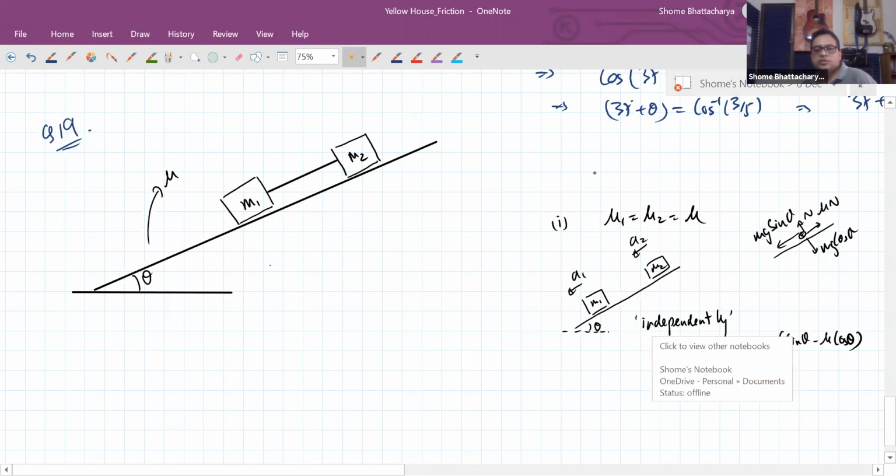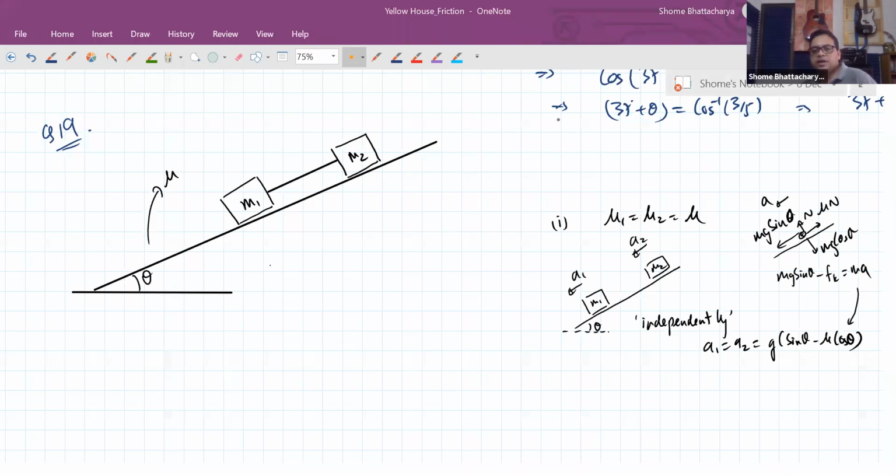No, it will not be dependent on mass, right? Because look, your acceleration is independent of mass. It depends only on the coefficient of friction. Just write the equation here, you will understand. mg sine theta minus kinetic friction is ma. So this gives you this, no? So it doesn't matter that one is heavier than the other. So independent of the masses, they have a tendency to independently have the same acceleration.